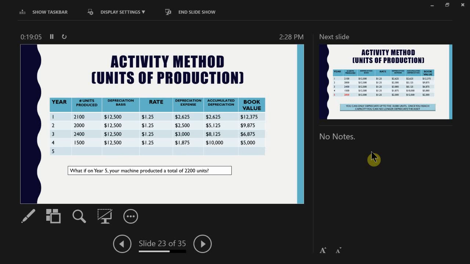I did that wrong. So 2,250. 2,250 is correct.